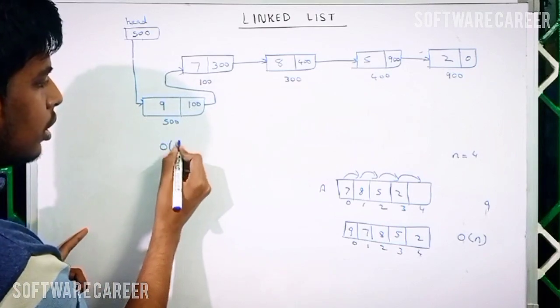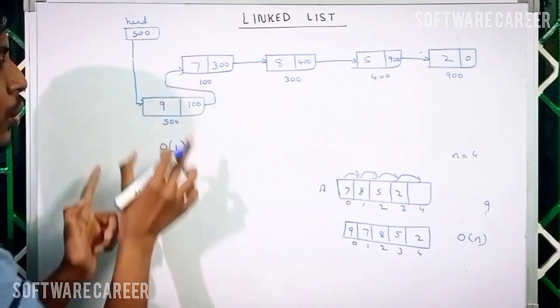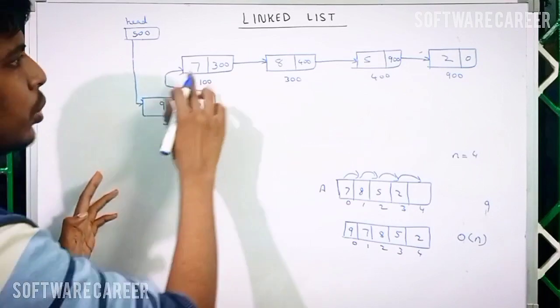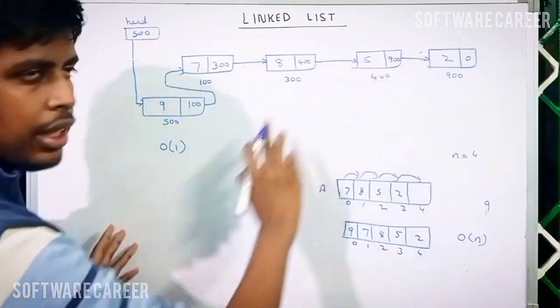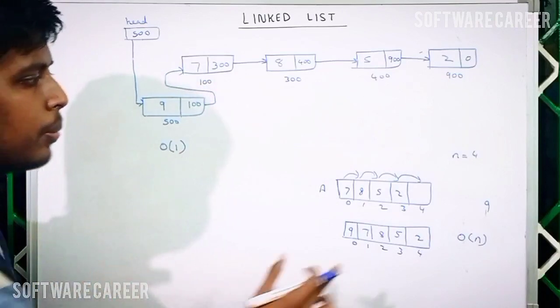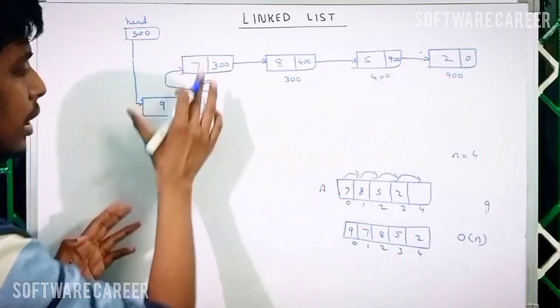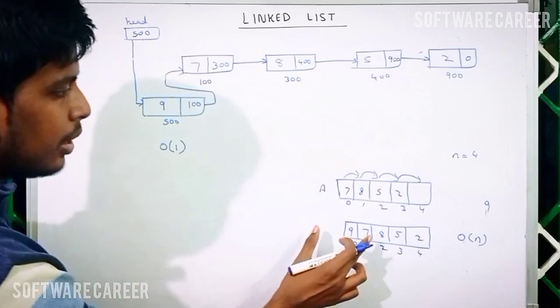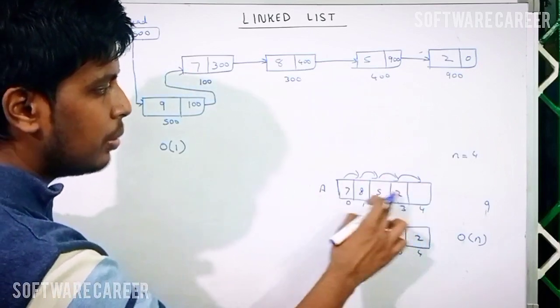So see how much time complexity it has taken here. O of 1. In linked list, inserting at the beginning is O of 1, because there is no need to travel through all the elements. You are taking only a single step. In linked list it takes a single step, but in array you have to move all the elements one by one.